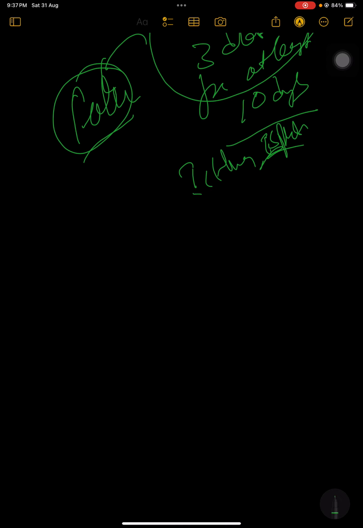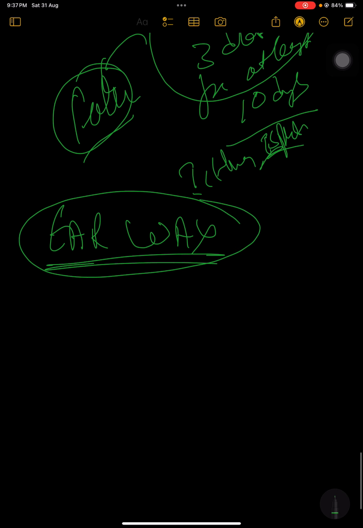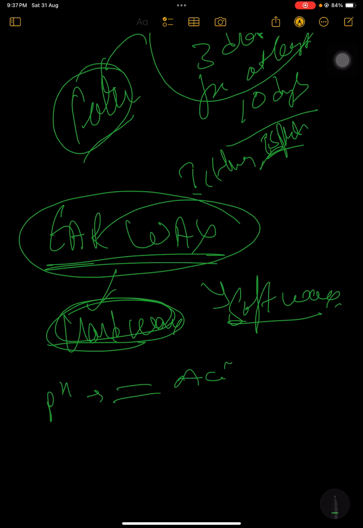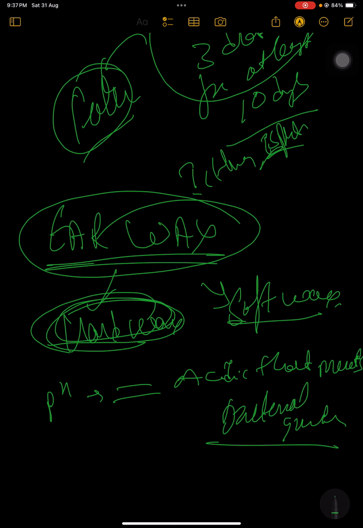Now next thing that you need to remember is about earwax. Very important question, often asked. Earwax can be hard wax or it can be soft wax. If you need to remove this hard wax, actually if there is an earwax and if it's not creating any problem, no need to remove it, because earwax is useful. It keeps the pH of the EAC acidic. That prevents bacterial growth.